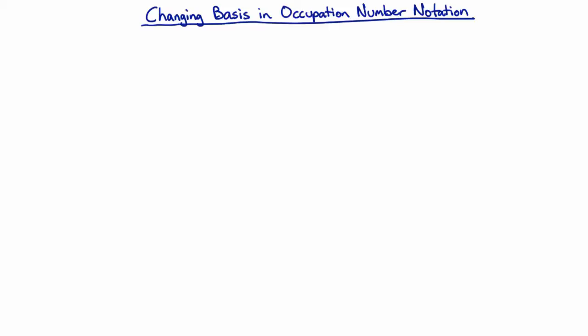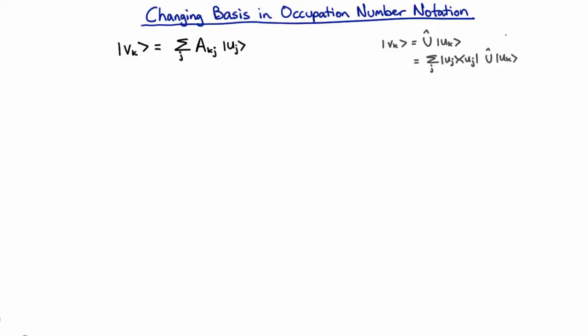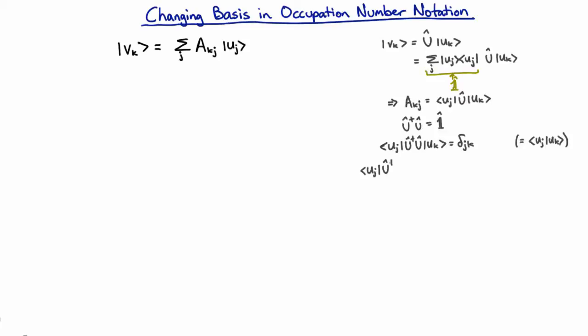Well, we know how to do it for a single particle because we know that if we have one basis, then the basis vectors in that basis just have to be linear combinations of the other basis vectors. And we even know that these coefficients define a unitary transformation, and so we can immediately write down the inverse as the conjugate transpose. But how do we do that in occupation number notation?